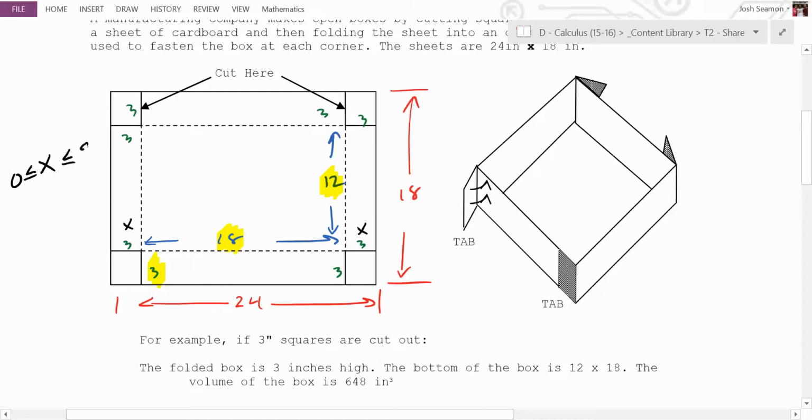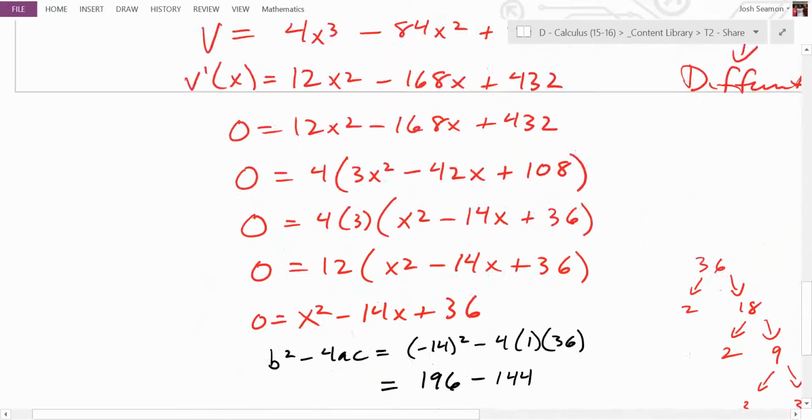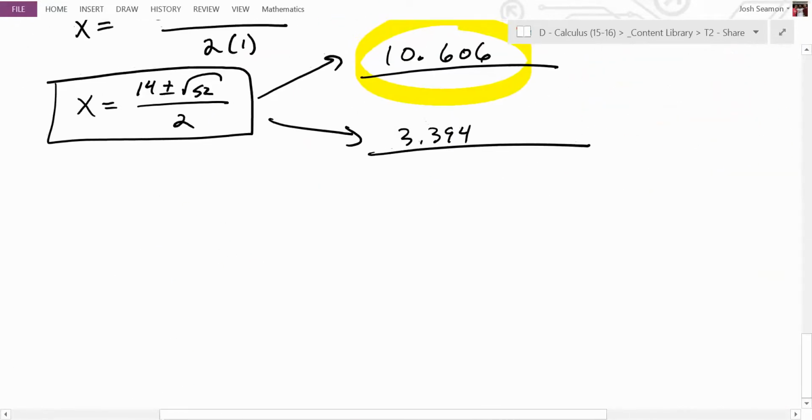9. Yeah, because if you make it 9, it just folds in half. You cut out everything, the volume is 0, and your box is going to have 0 area. Why is it 9? It's half of 18, right? So here's the thing, 10 is bigger than that, so what's the only one we're going to test? 3.394.